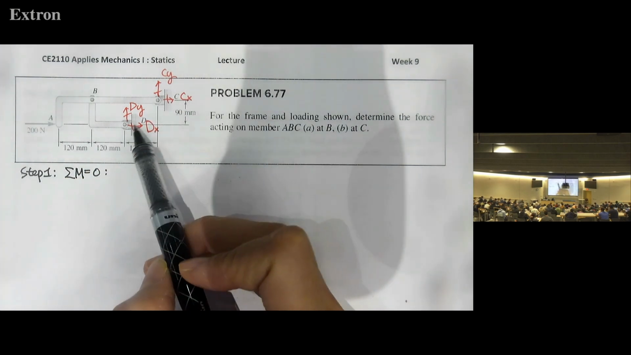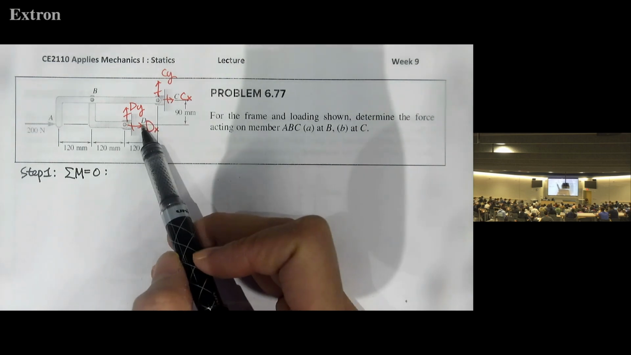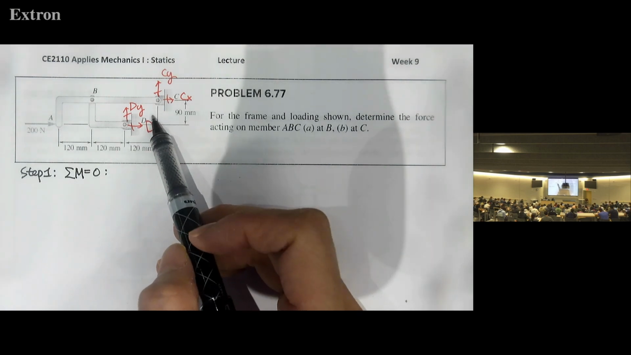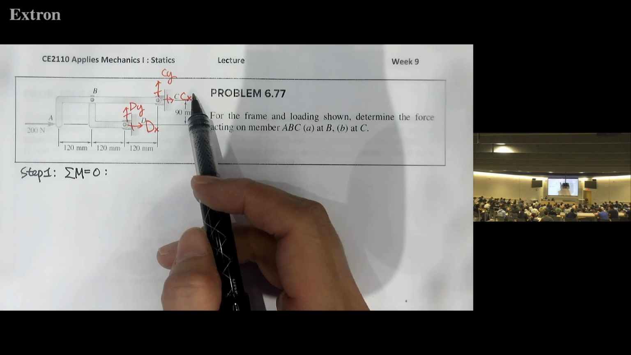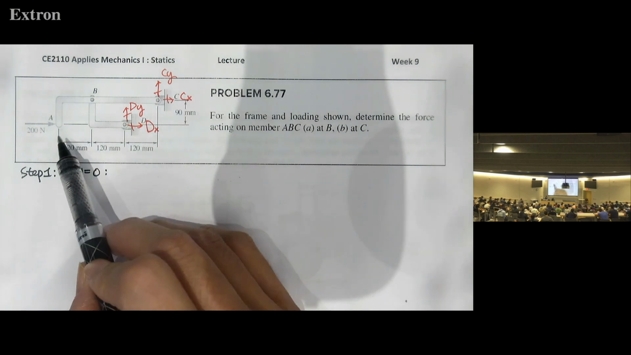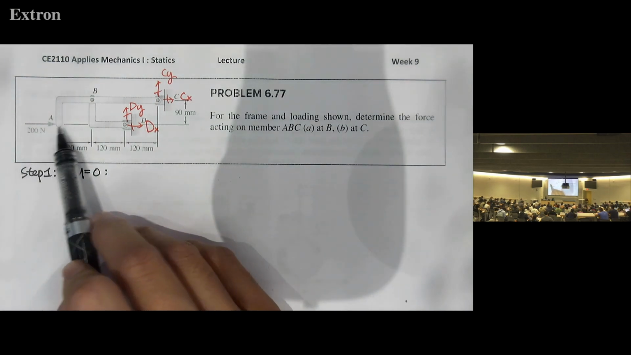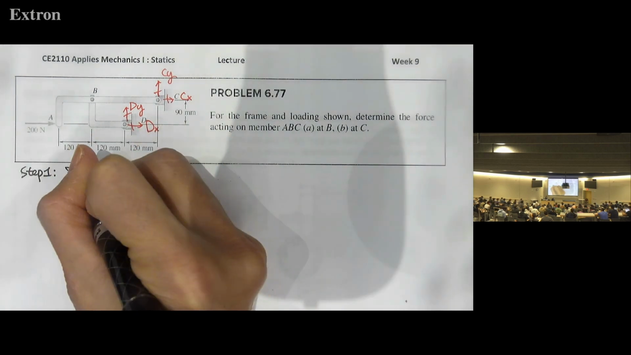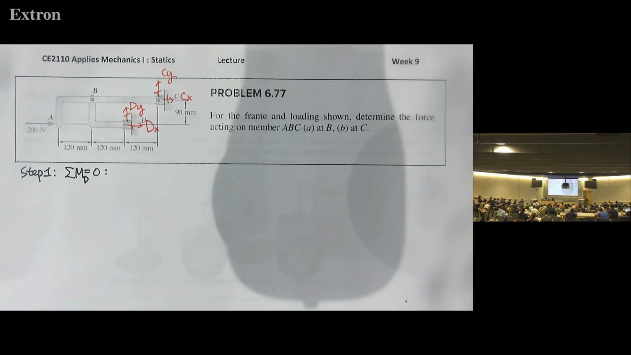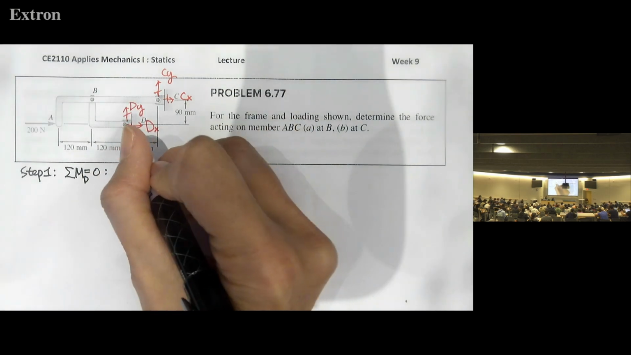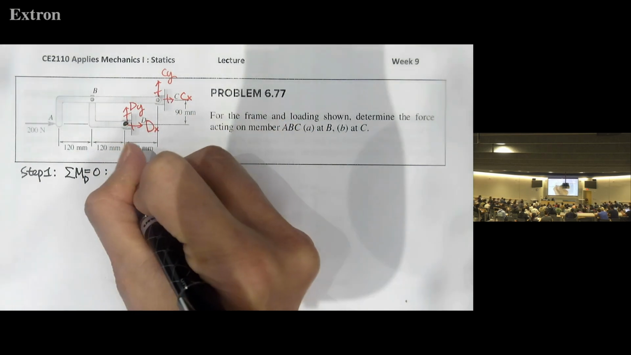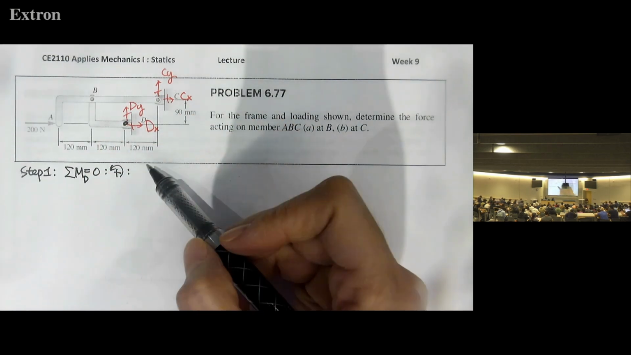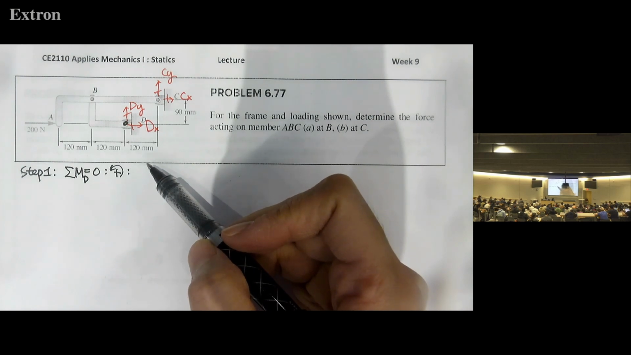You can use either C or D because each point has 2 reactions, right? And I think the external force here, 200 Newton, is aligned with D. So if we use D, then we can eliminate its moment as well. So I can use D. And D is now our reference point.